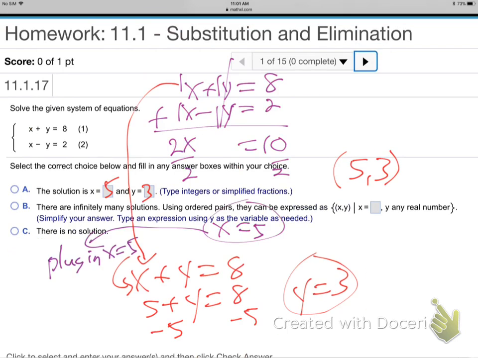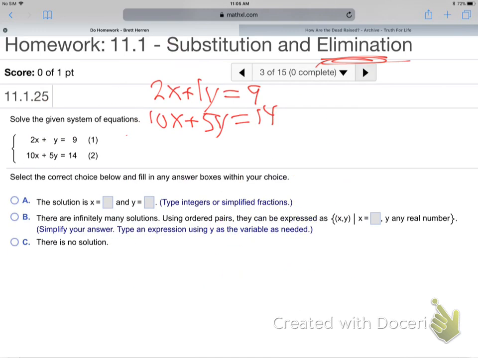See why number 1 worked so well? Because the y's were already opposites. Plus 1y, minus 1y. From the beginning, they were opposites. So I added them and they canceled, they eliminated. But that's not the case here. The y's are not opposites, the x's are not opposites. So before you add them, you've got to make them opposites.